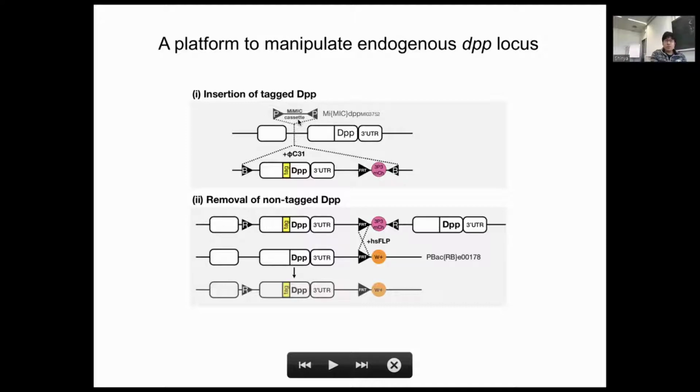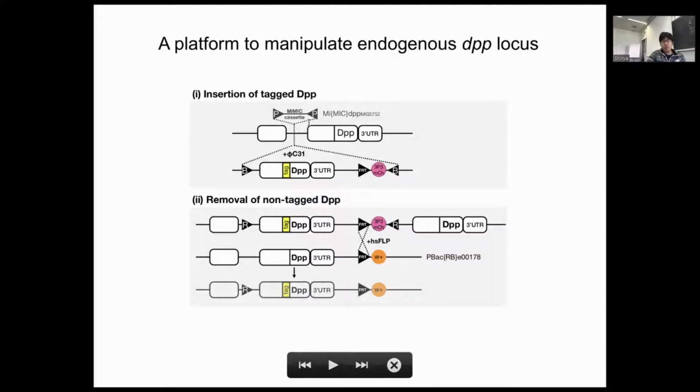And this transposon is very special because, by applying the sequence-specific recombinase phiC31, we can insert any sequence in this transposon position. So we inserted the tagged DPP using this integrase system in this locus. Okay, so this works. So you can insert the DPP which has a tag here in the endogenous DPP locus.